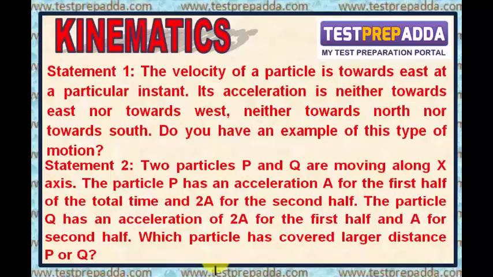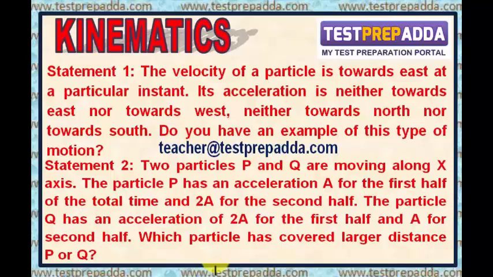Now read the two statements. The velocity of a particle is towards east at a particular instant. Its acceleration is neither towards east nor towards west, neither towards north nor towards south. Do you have an example of this type of motion? Mail me at teacher@testprepadda.com.